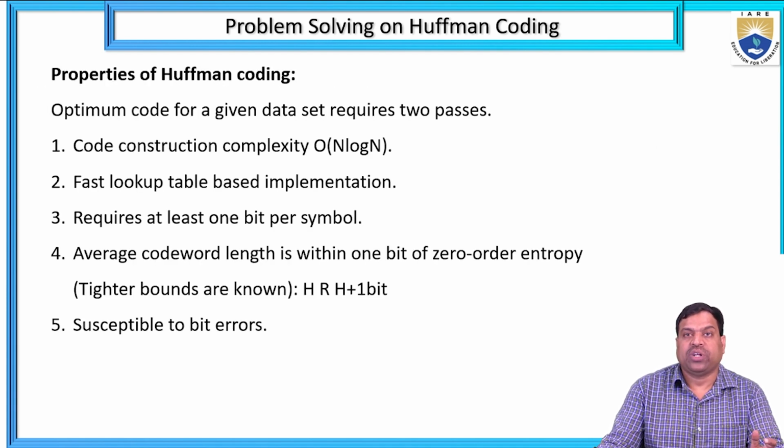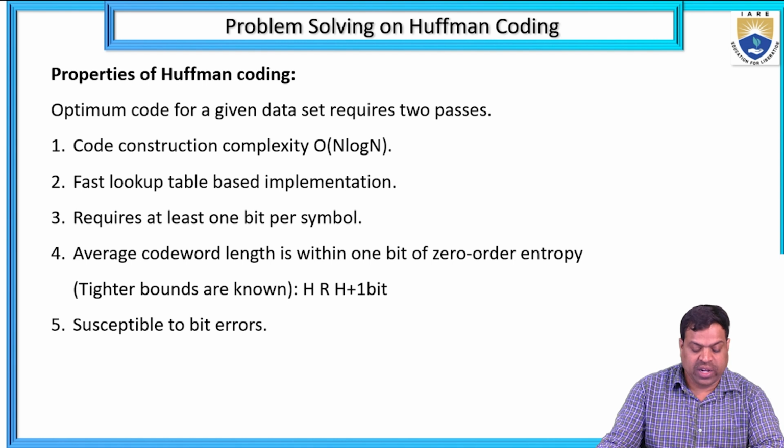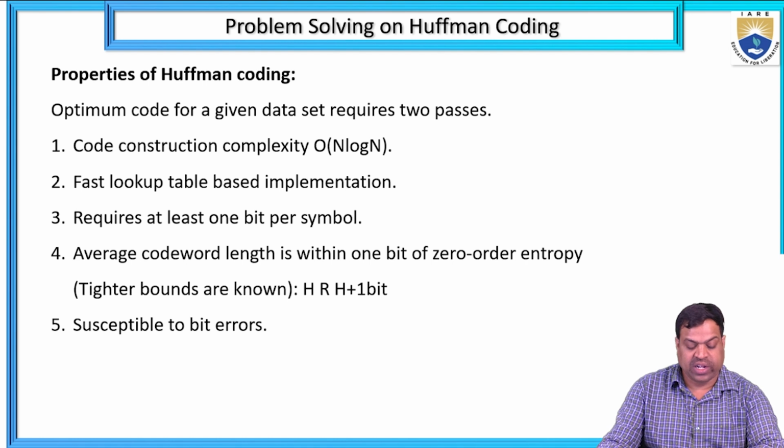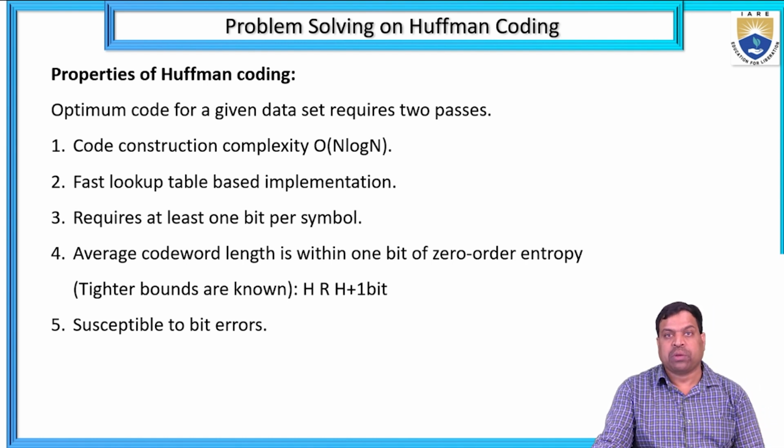But what are the properties of Huffman coding? Optimum code for a given dataset requires 2 passes. Code construction complexity is n log n. A fast lookup table based implementation requires at least 1 bit per symbol, and the average code word length is within 1 bit of the zero order entropy. That is a tighter bound, known as H plus 1 bit, and it is susceptible to bit errors.